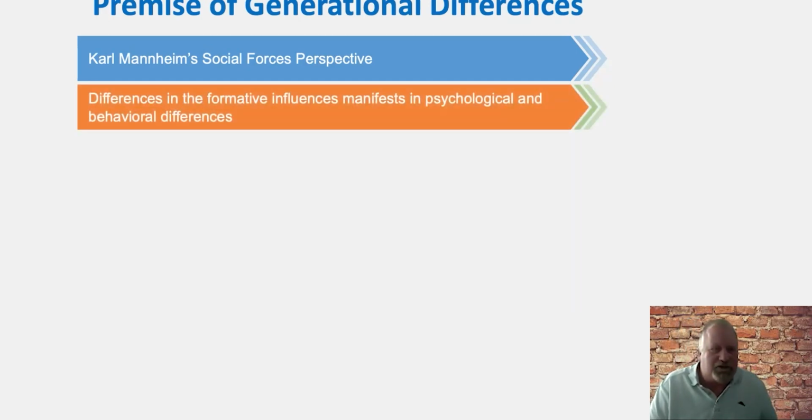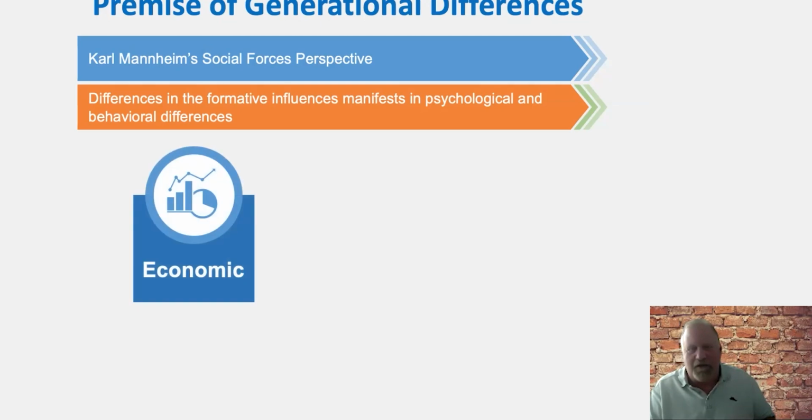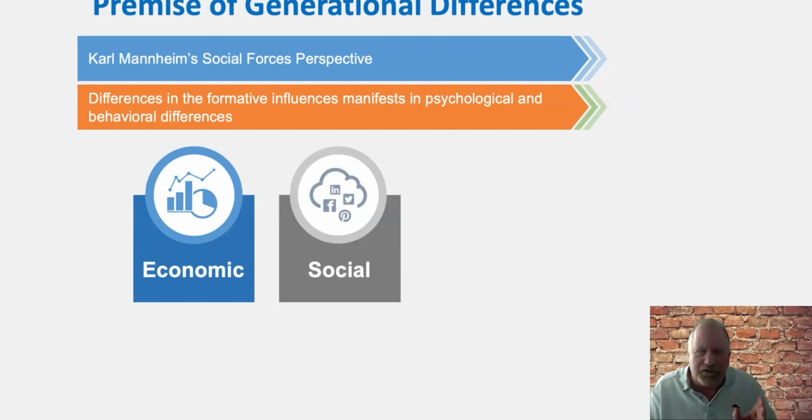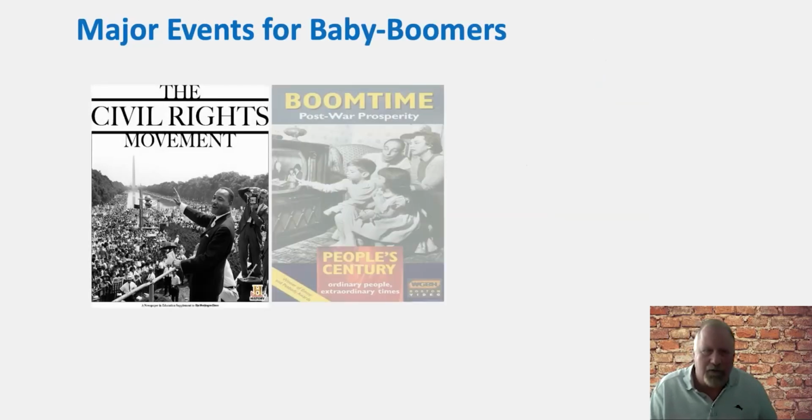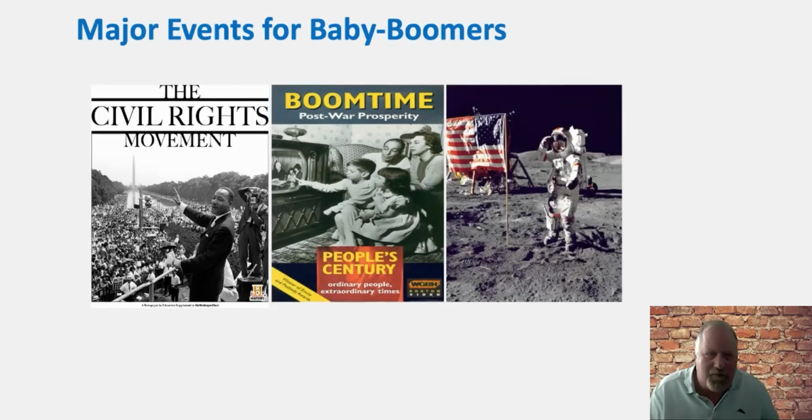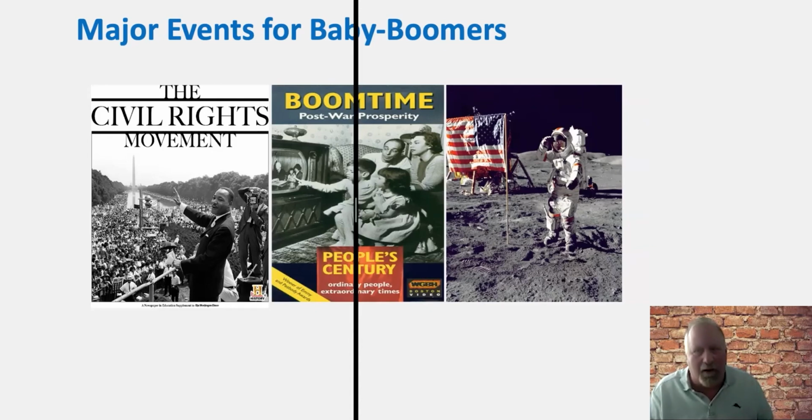What he says is that differences in the formative influence manifest because of what we call psychological and behavioral differences. So I'm going to give you some examples of these. Some of the things that you're exposed to throughout your lifetime that may shape the way you are as an individual are differences in the economy, differences in social elements, differences in cultural elements, for example. So let's give you some examples. The baby boomers. What are some of the key things that happened to them that shaped their lives as they grew up in their young life?